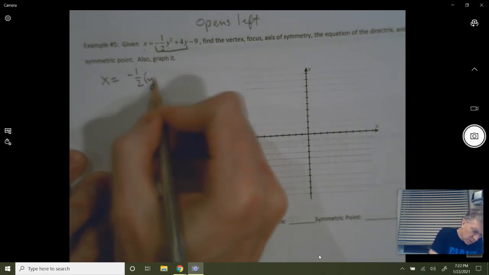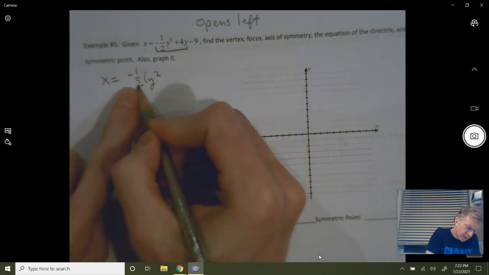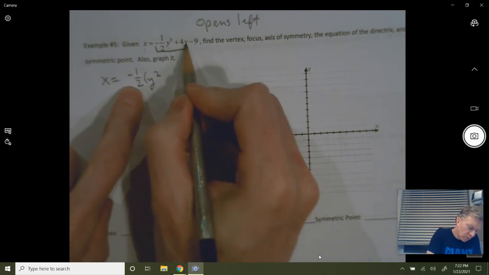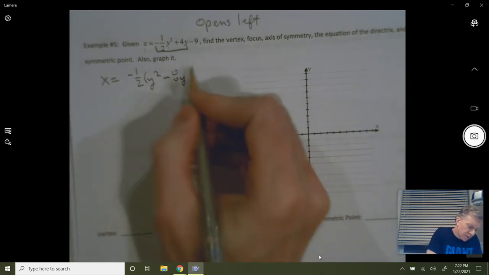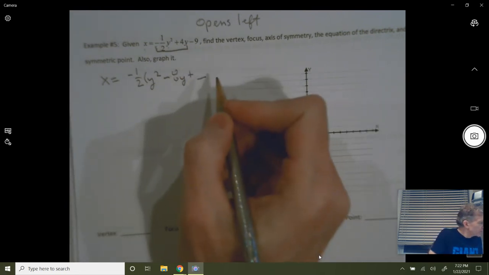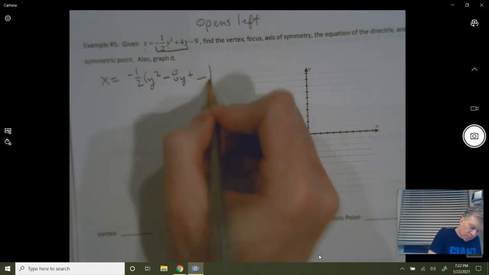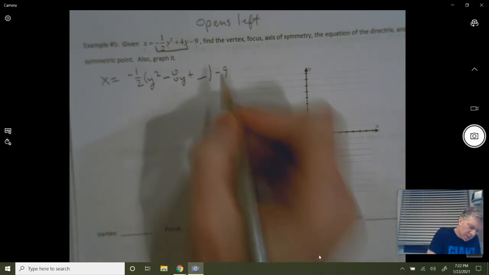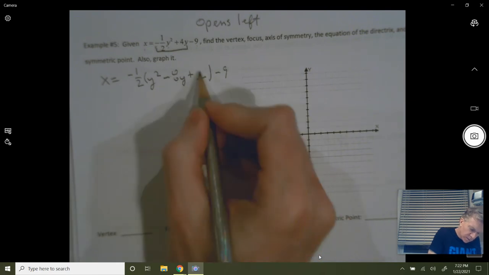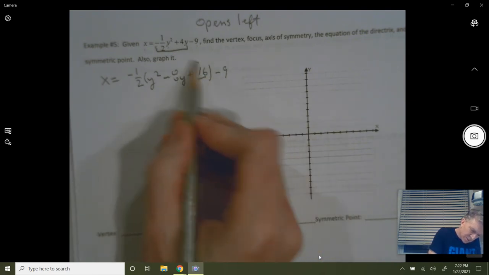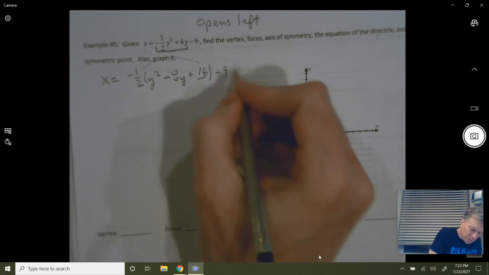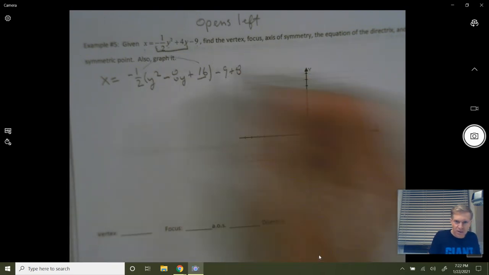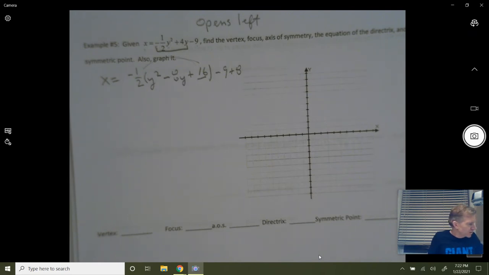I've got y squared. I need negative 1/2 times something to give me positive 4y, so that's going to be a negative 8y plus something. Okay, and then I move the minus 9 over. Now half of that squared is going to be plus 16, but that 16 is being multiplied by a negative 1/2. So I really added negative 8, which means I have to add 8 to keep the equation balanced. I basically added 0.